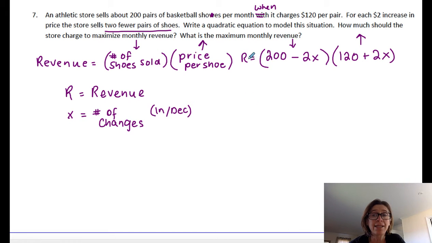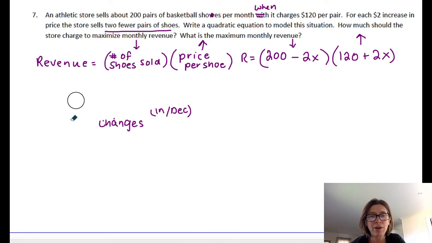All right, now it asks, how much should the store charge to maximize monthly revenue? What is the max revenue? Okay, so I actually have to find x. Now you have 2 ways that you could do this. You could put it in standard form, which is what a lot of you've been doing, or you could find the x-coordinate of the vertex by using the x-intercepts. So I'm actually going to do both ways here.